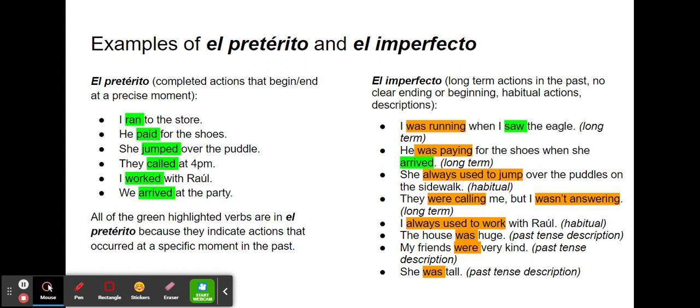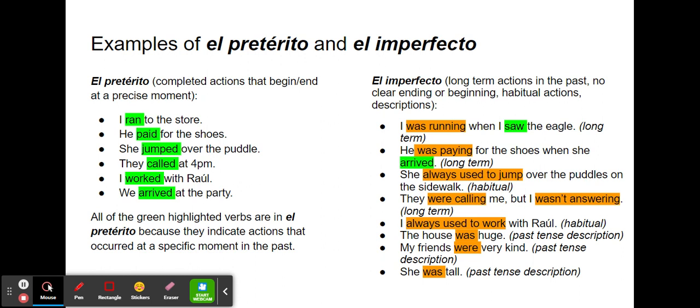On the other side, we see el imperfecto. As a reminder, that's long term actions in the past, no clear ending or beginning, habitual actions, and descriptions. The first example says, I was running when I saw the eagle. Was running shows that this is a long term action that was in the past. There might not be a clear ending or beginning. We're not sure how long this was taking. But then it got interrupted by seeing this eagle. So I was running is this long-term action, so that is imperfecto. I saw the eagle happened at a specific moment, so that would be pretérito.